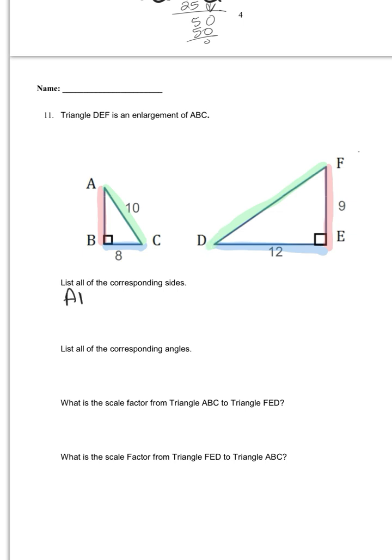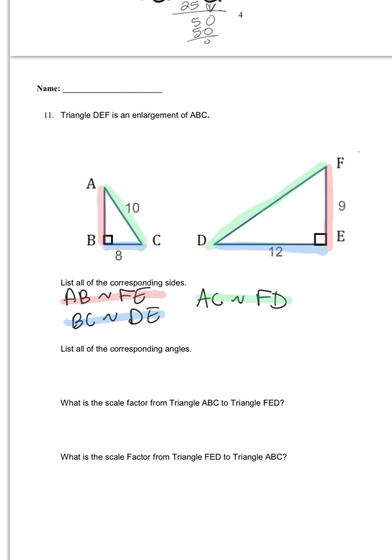And I'm going to write that information here. So I'm going to say AB is similar to FE, and that was my red side. My next side is BC is similar to DE, or corresponding to that, and that was my blue side. And then last but not least, AC is similar to FD, and that is my green side here.